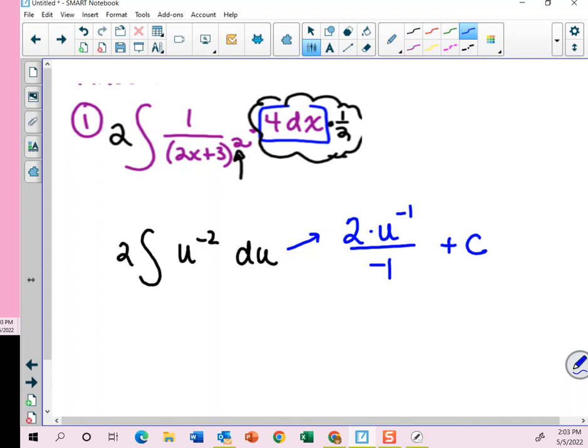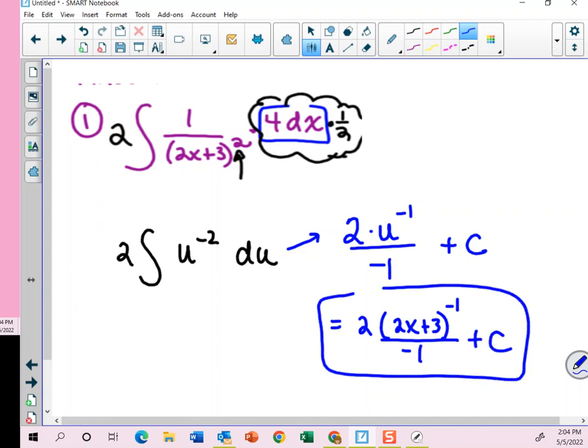Since it's indefinite, we don't have any definite numbers to put in. We're not doing the fundamental theorem. We are going to go back to our x. So how about 2 times 2x plus 3 to the -1, all divided by -1 plus c. There are lots of different ways you can simplify that. You can make the 2 negative. You can put 1 over 2x plus 3. Any of those things will work.